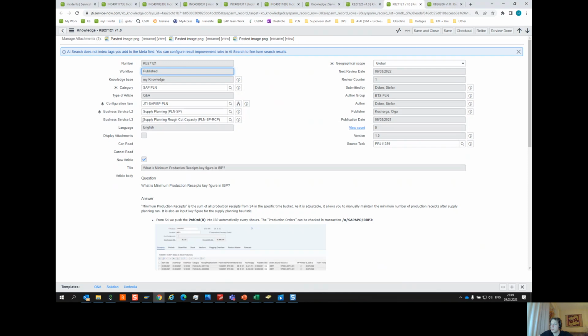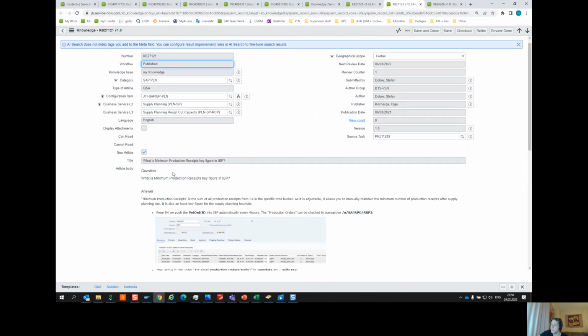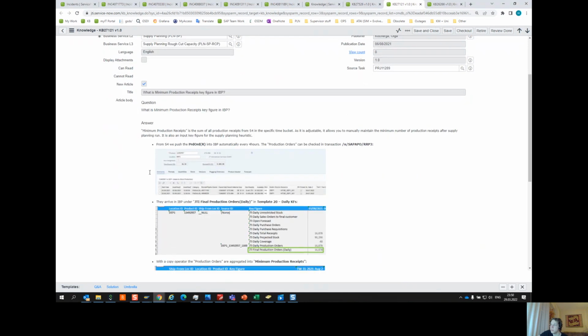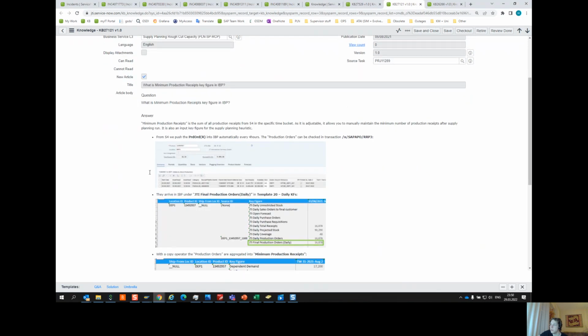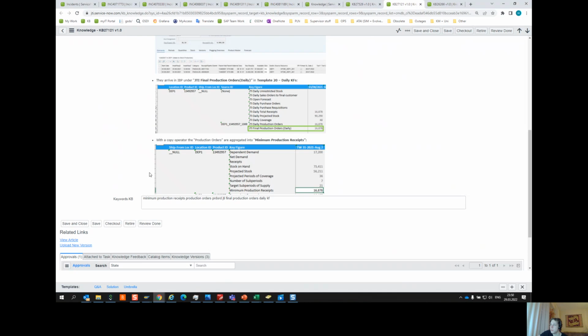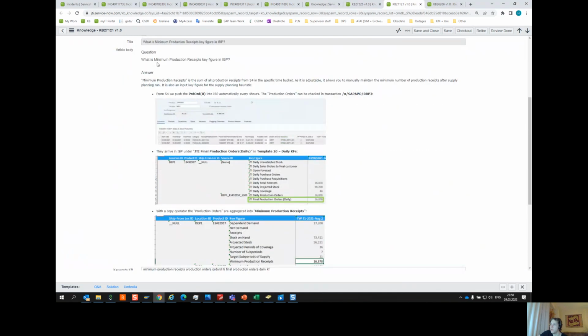Okay, so we even have a business service level 3 field, but it's not required to fill it in the incidents. Don't be scared. It's not PLM. And the article is: what is the minimum production receipts key figure in IBP. So it's basically like a how-to article, a small one, which describes one particular key figure in IBP, which is obviously quite important.